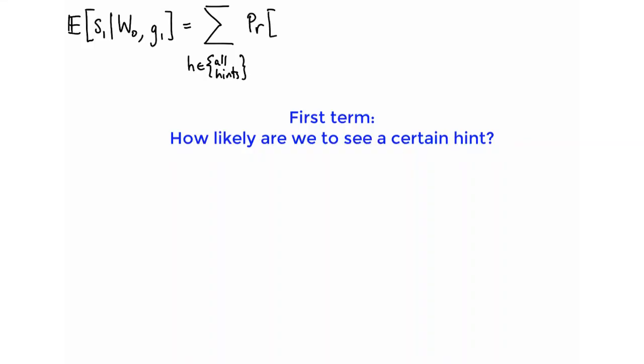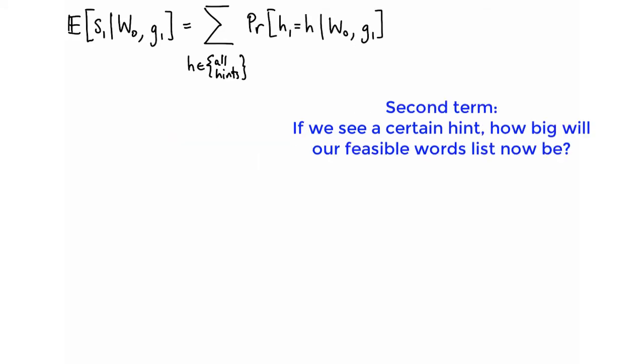Inside the summation, we multiply the probability of getting that certain hint, given the list of words and also the guess we make, by the expected size of S1, given that we fix the hint that we have. And we sum this over all the possible hints. So by probability, this will be the correct expression that we're looking for. The remaining thing to do now is work out what each of the two terms must be equal to.